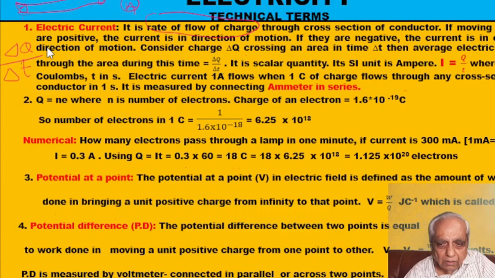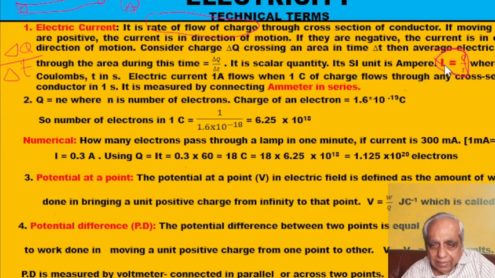Now charge is in coulomb, time is in second. So coulomb per second, current is called ampere. So the SI unit of current is ampere. So 1 ampere means 1 coulomb of charge is flowing per second through any cross section of the conductor. Is it all right?